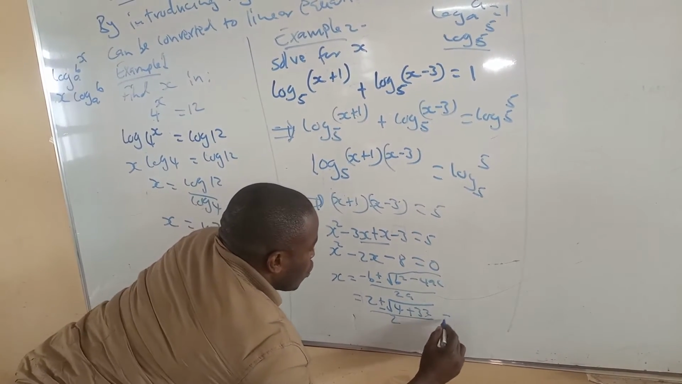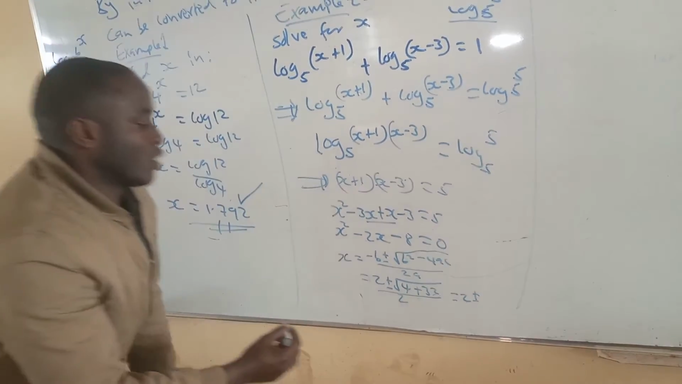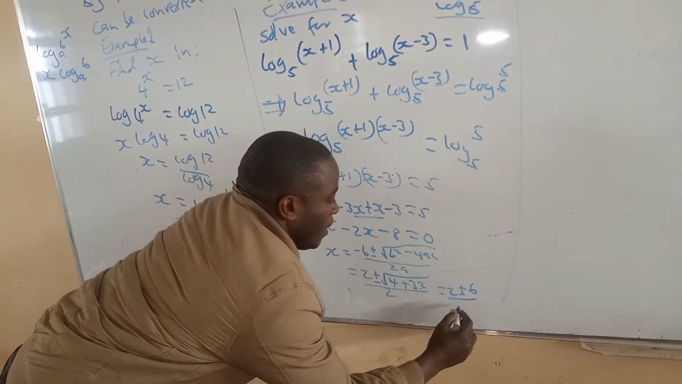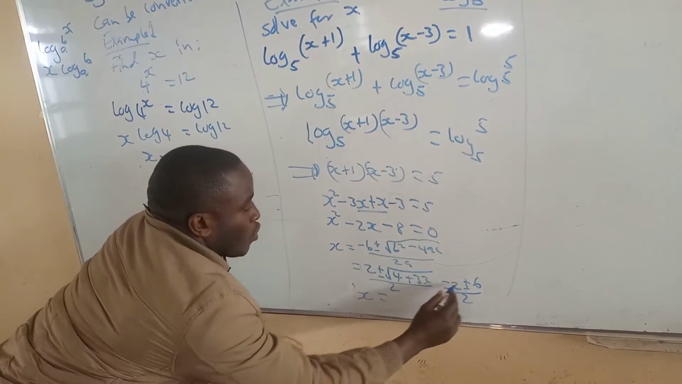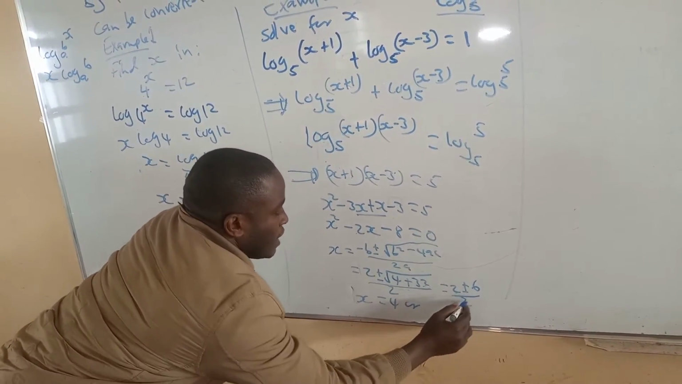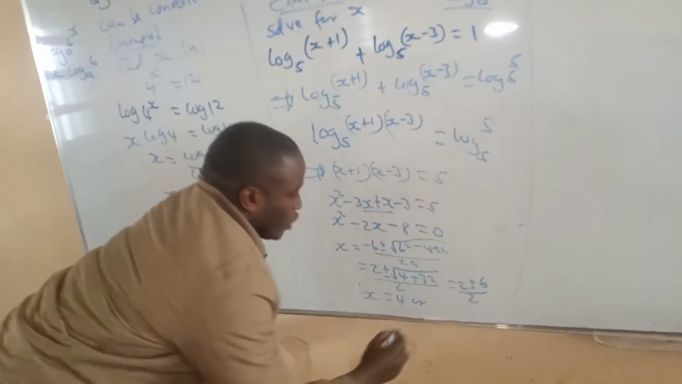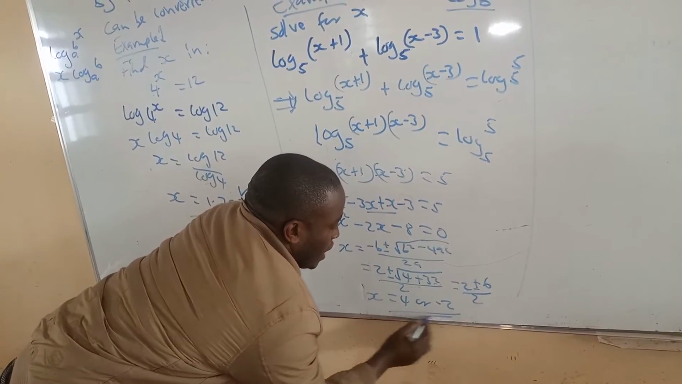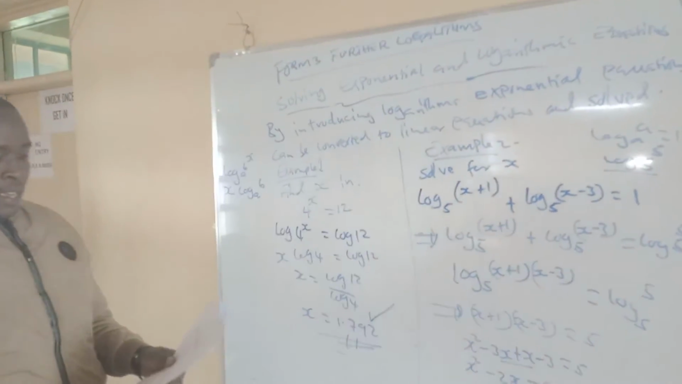So which is equal to 2 plus or minus the square root of 36, since 32 plus 4 is 36, and the square root of 36 is 6, all over 2. So our x becomes equal to 8 over 2, which is 4, or x is 2 minus 6, that is negative 4 over 2, which is negative 2. So those are the values of x.